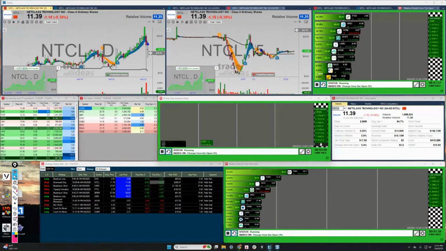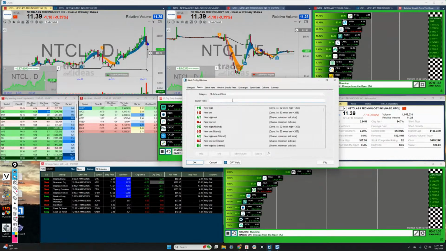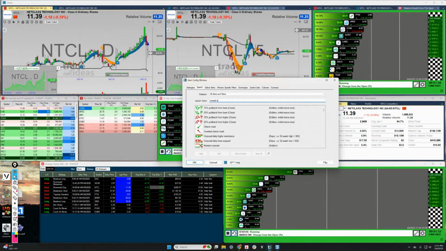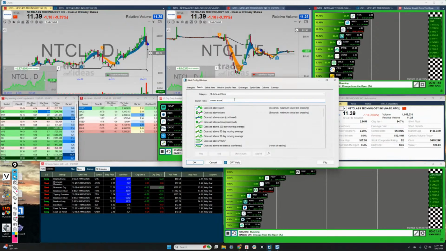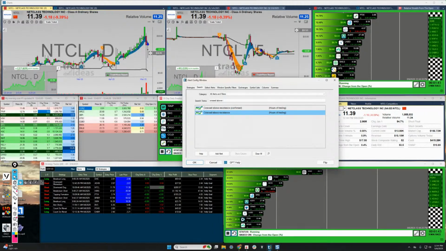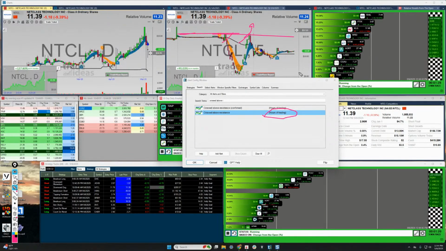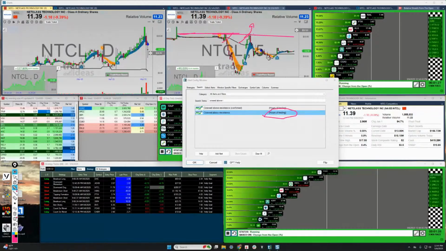So let me bring up an alert window here. So this alert, you have the confirmed and non-confirmed. And essentially there's an algorithm that's going to look back and say, all right, this area, here's an example. This area was resistance, and now the stock has crossed above it. And then you can add hours of trading where it has to look back a minimum number of hours of trading for it to consider it resistance, right?